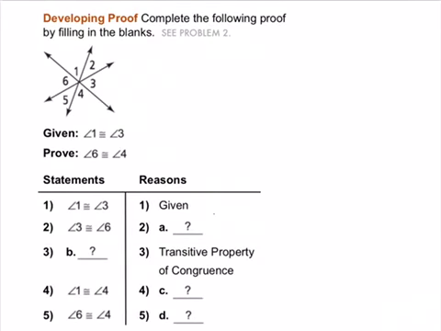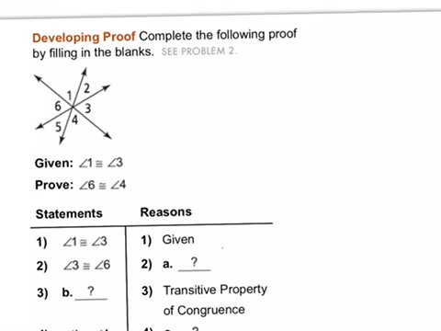Okay, guys, here it is, probably the hardest thing that we'll have to do today, which is a fill-in-the-blank proof. So as we take a look, it says in the given that angle 1 is congruent to angle 3. So I always like to mark that on my picture. And what we're trying to prove is that 6 is congruent to 4. So let's take a look.